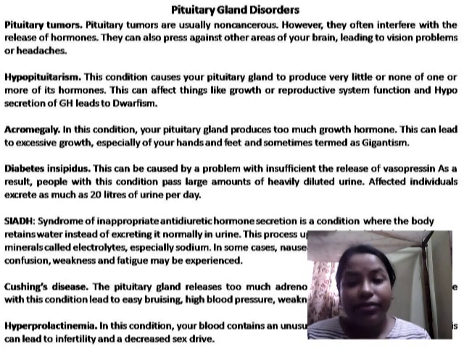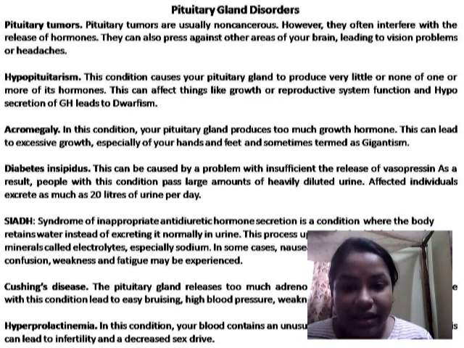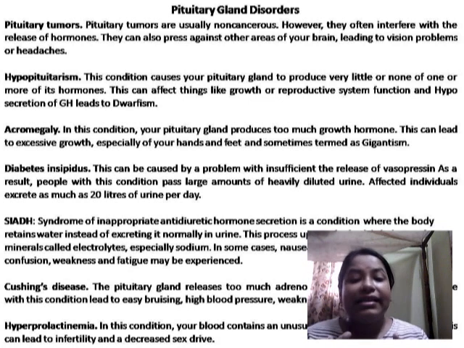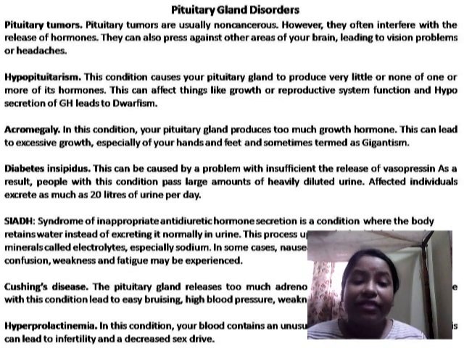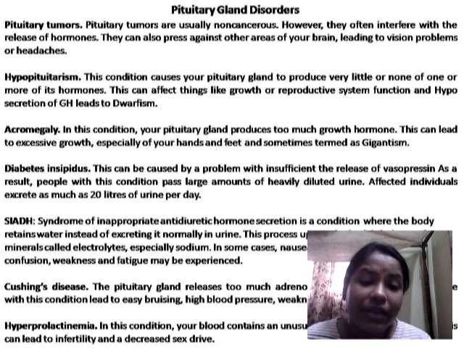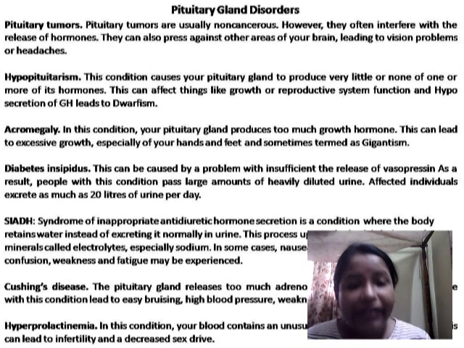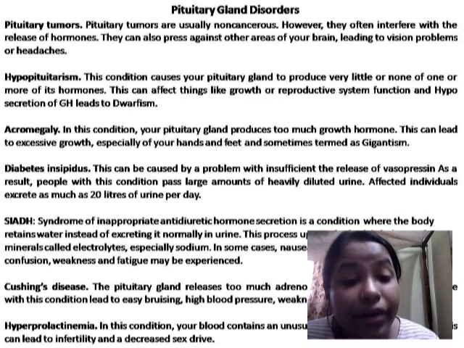The next one is diabetes insipidus. This is a very well known disorder. We all know about this. This can be caused by a problem with insufficient release of vasopressin or antidiuretic hormone. As a result, people with this condition pass a large amount of heavily diluted urine, and affected individuals generally excrete as much as 20 liters of urine per day.